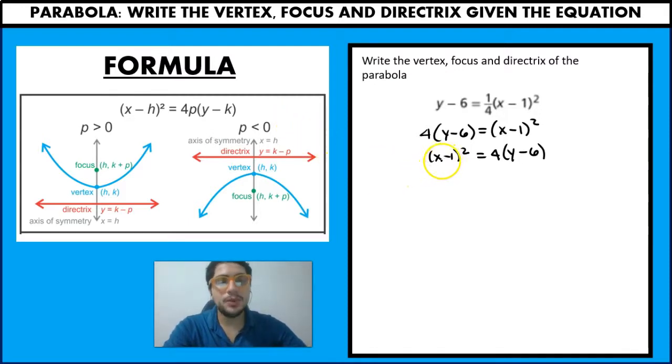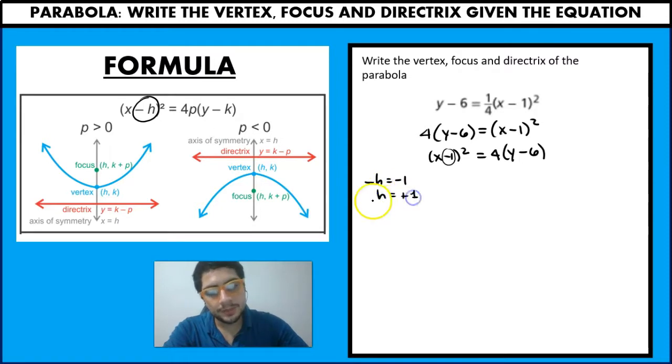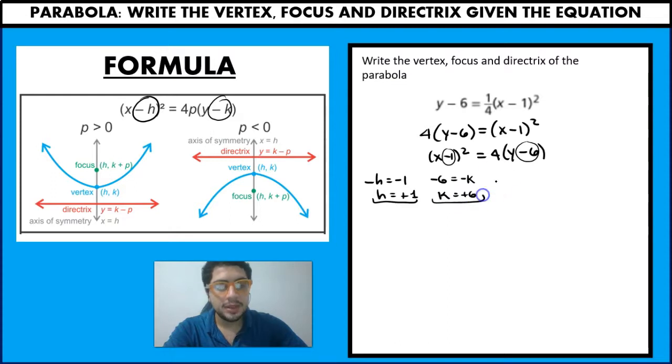Okay, now we can actually see that the value here, right, so minus h is going to be equal to minus 1. So h is going to be equal to positive 1. And then we have here minus k is equal to minus 6. So that means that k is equal to plus 6. And we know that 4p is equal to 4. So that means that p is equal to 1.